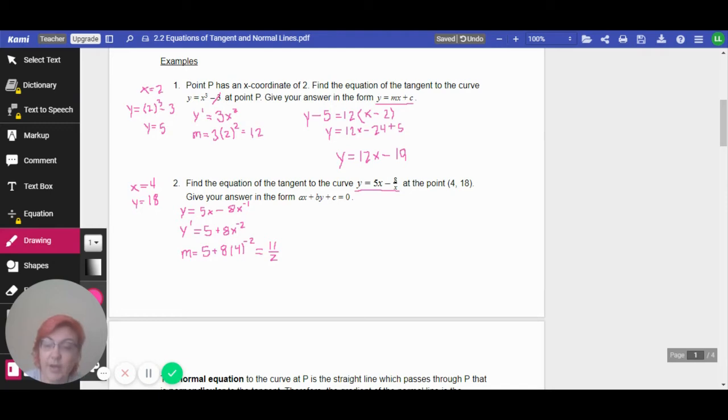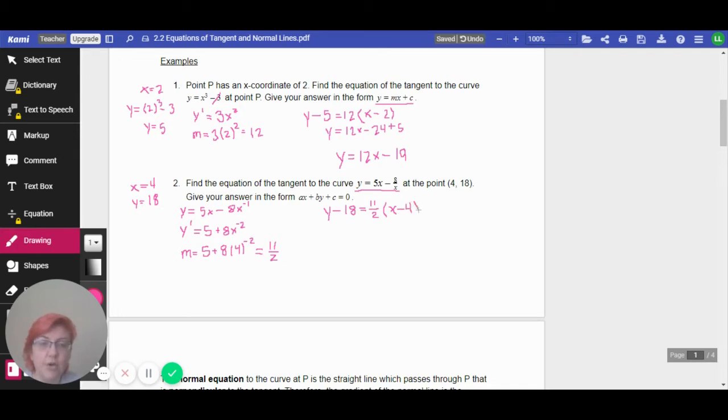Now, I'm going to go ahead and write this first in point gradient, and then I'll convert to general form. So y minus, my y coordinate is 18, equals my gradient, 11 over 2, times x minus my x coordinate, 4.